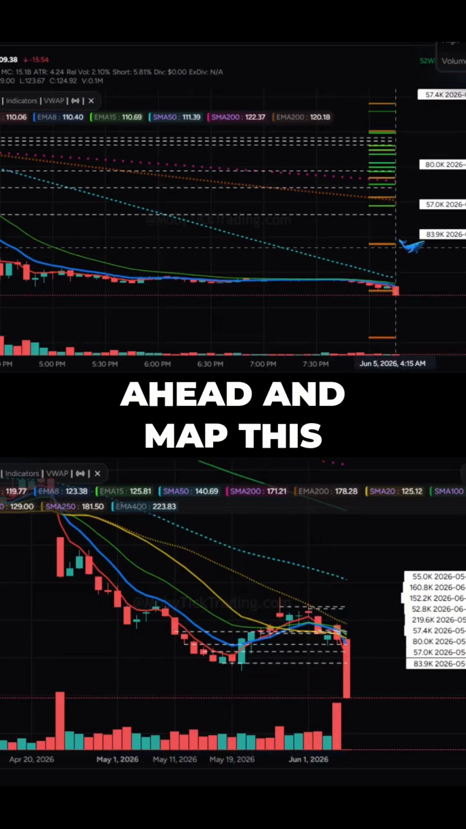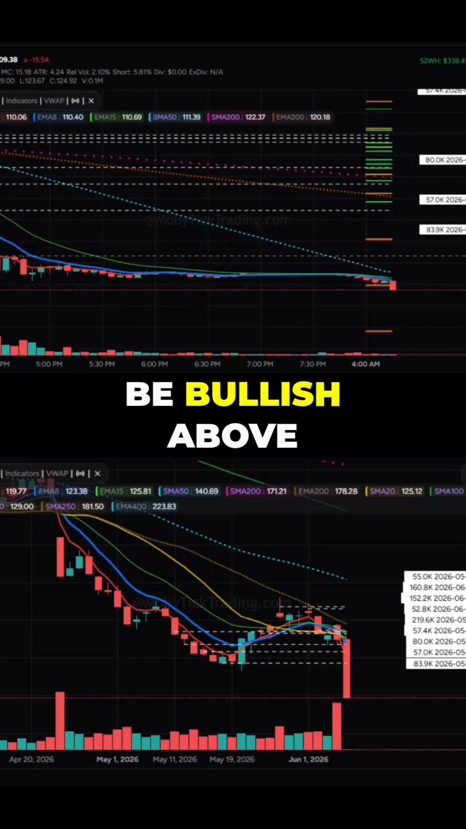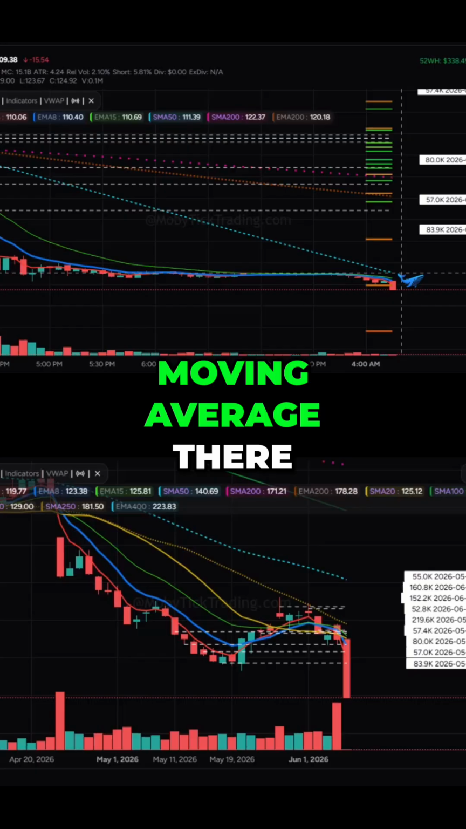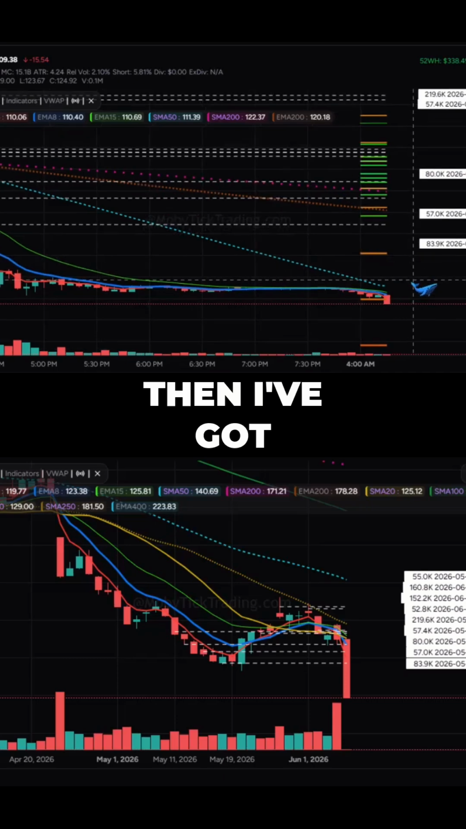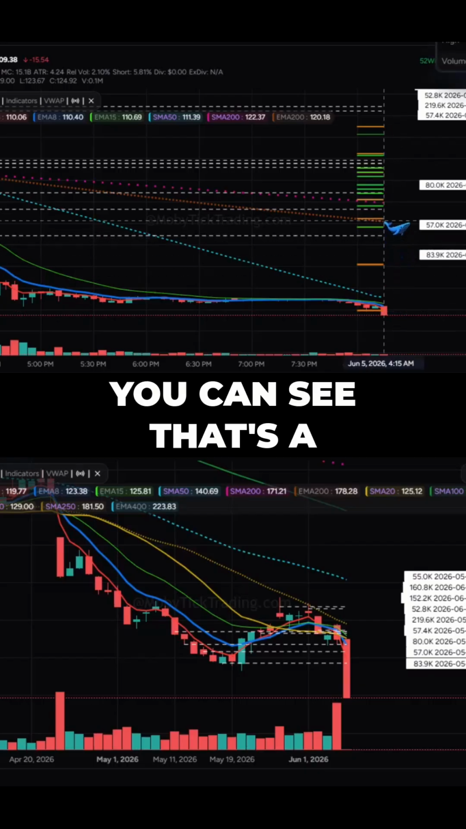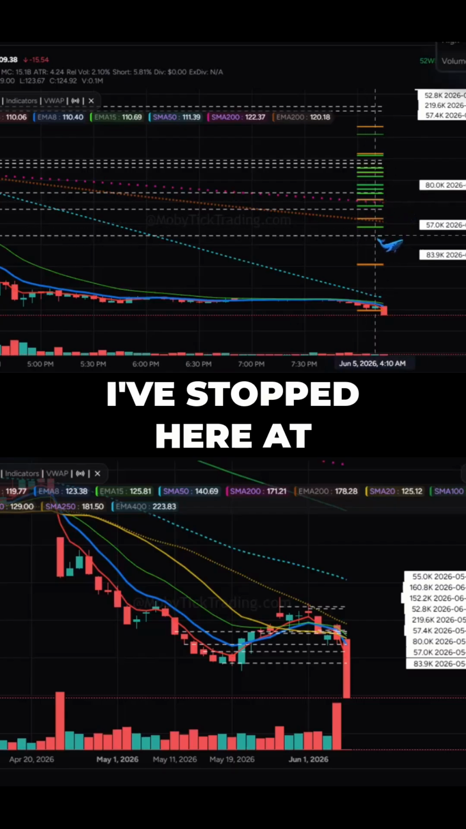And so let's go ahead and map this out on both sides. We are going to be bullish above 111 and a quarter. There's the 50 simple moving average there. 112, 113, 114, 115.20 is S3. Then I've got 116, 117, 118.54 just up to this print. If we make it up there, you can see that's a 200 exponential, 200 simple. We've got all of this mess here. I've stopped here at that print.